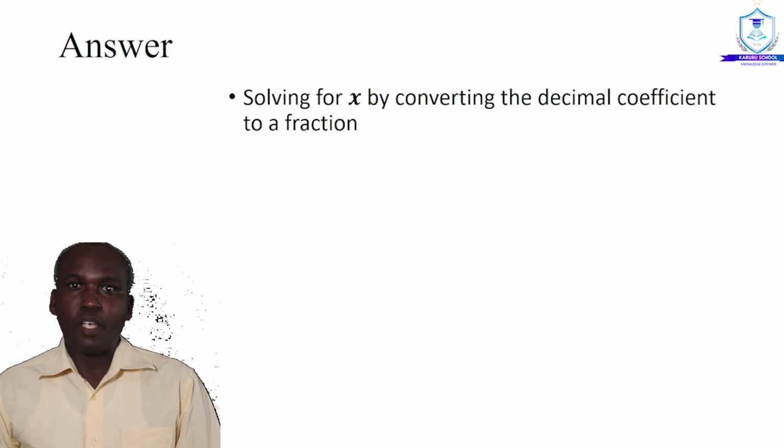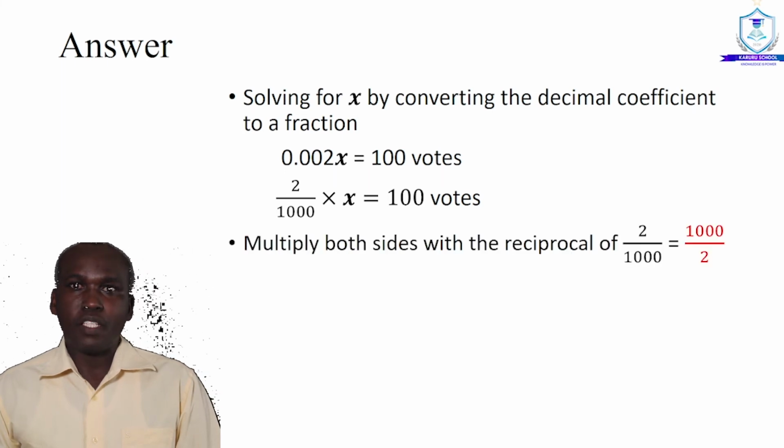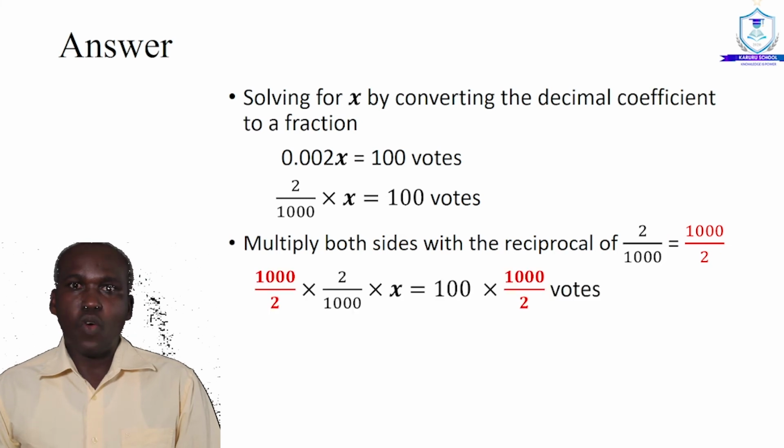Solve for x by converting the decimal to a fraction. This gives us 2 over 1000 multiplied by x equals 100 votes. Multiply both sides by the reciprocal of 2 over 1000, which is 1000 over 2. This becomes 1000 over 2 multiplied by 2 over 1000 multiplied by x equals 100 multiplied by 1000 over 2 votes.